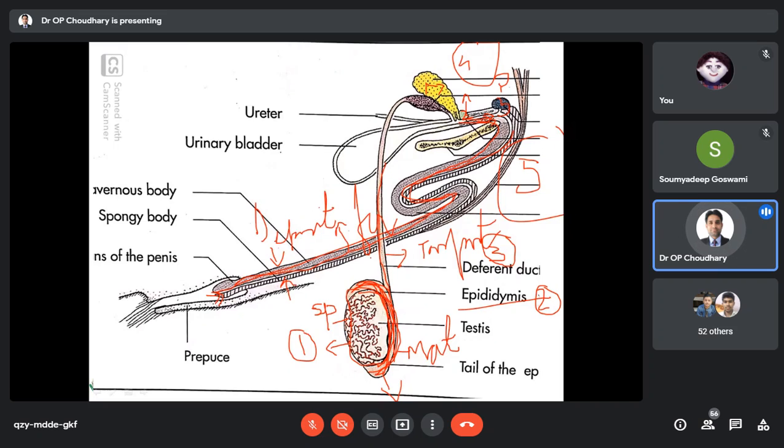So if you have any doubt about the urinary bladder and the general description of the male genital system, you can ask me. The topic is open for discussion.